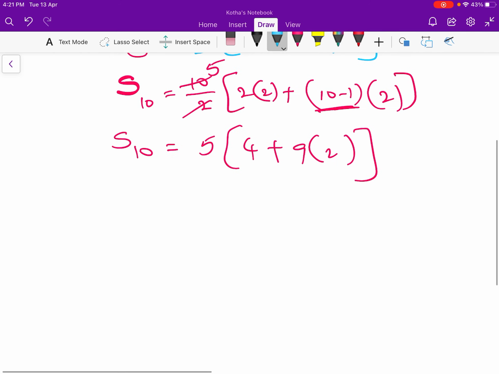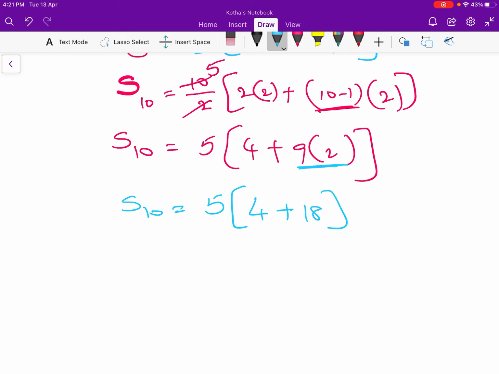If we continue, S10 equals 5 times 4 plus 9 twos are 18. 5 into 4 plus 18, 22. So 5 times 22, 110. It means the sum of the 10 terms in the given arithmetic progression is 110.